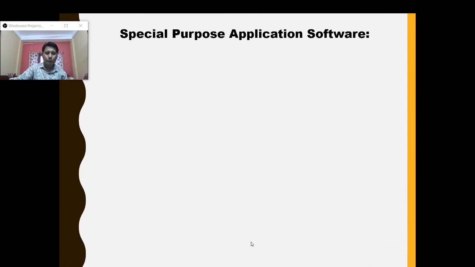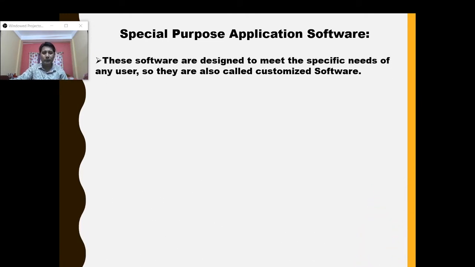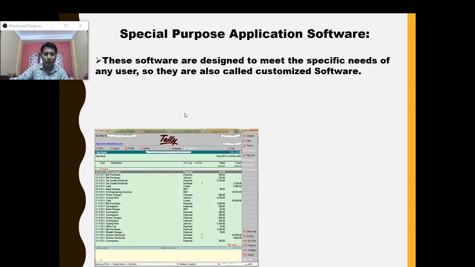Now let us go through special purpose application software. As the name suggests, special purpose. These types of software are used to meet the specific needs of a user, meaning they are not used for general purposes. That is why we call it special purpose application software, or you may also call it customized software. Tally is one very good example of special purpose application software, because it is needed to keep the records of the accounts of a particular user.